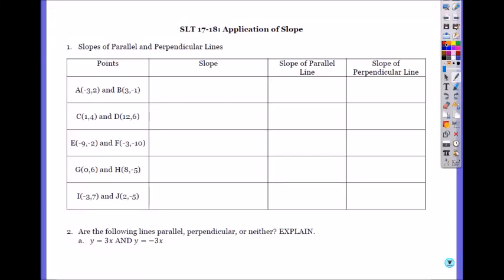Slope of parallel and perpendicular lines. If the lines are parallel, what kind of slopes do they have? Same slope, right? If it is perpendicular, what kind of slope do they have?